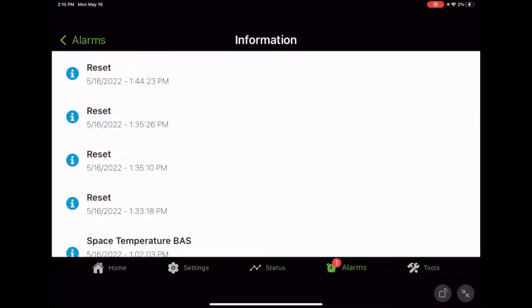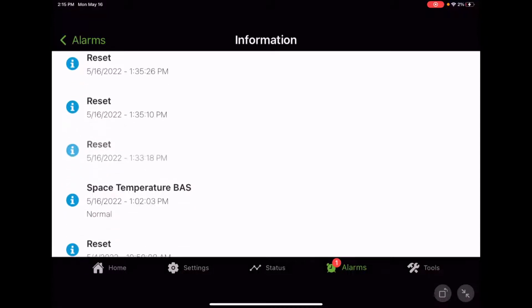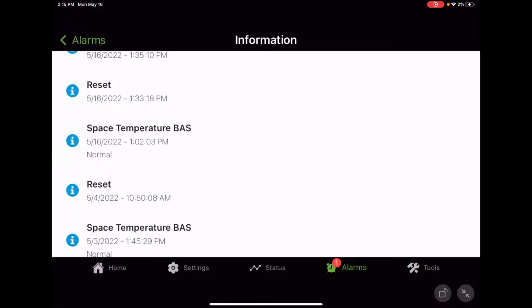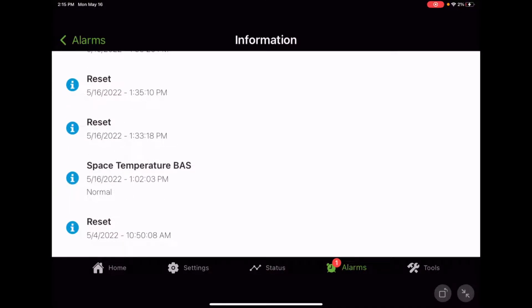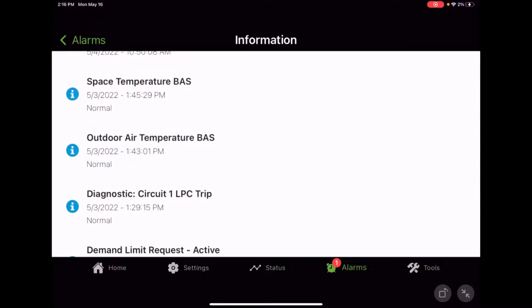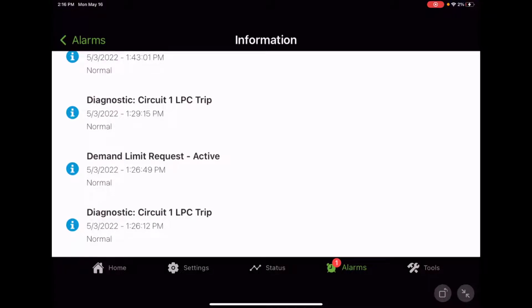So obviously today I've been playing around making some videos, so we've had some controller resets throughout the process here. We had some stuff with the space temperature BAS I was playing with earlier in another video. If you checked that one out when we were going through settings, I changed the unit from BAS to local control and vice versa. So that's probably where we got some informational alarms. They're diagnostics, but they're really just information. This thing happened. We got a demand limit request. It's active. It's not really a diagnostic. It's just saying, hey, this happened at this time and on this date.